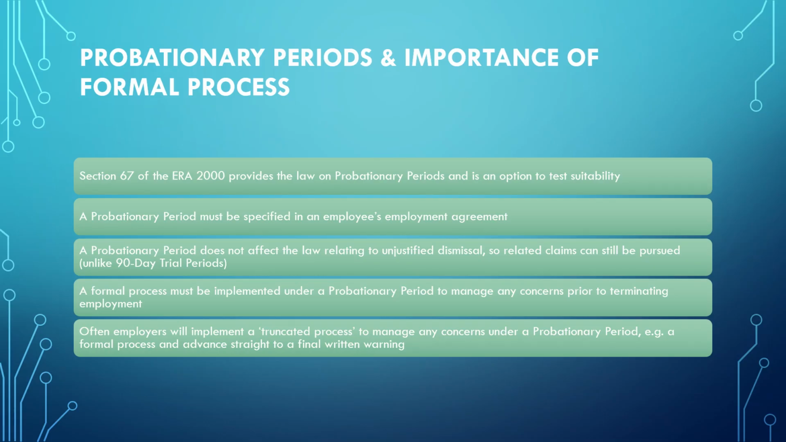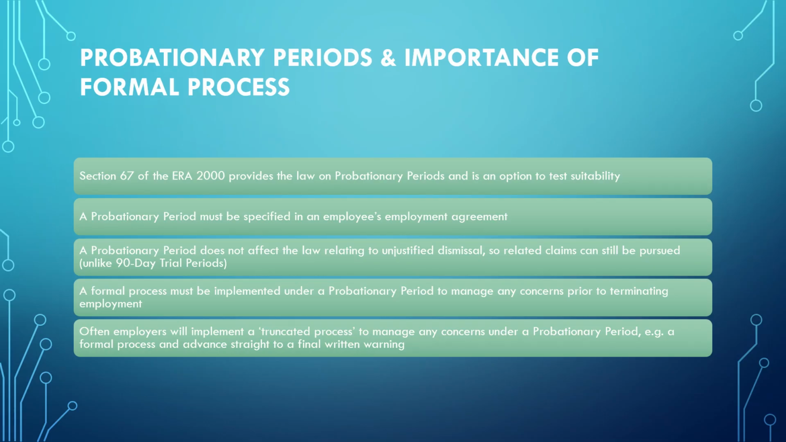A probationary period does not affect the law relating to unjustified dismissal, so related claims can still be pursued, and this is the distinction in terms of the difference between a probationary period and a 90-day trial period. If a 90-day trial period is implemented correctly, again, an employee who is dismissed under a trial period cannot challenge their dismissal. In terms of a probationary period, the key is that a formal process must be implemented under it to manage any concerns prior to terminating employment.